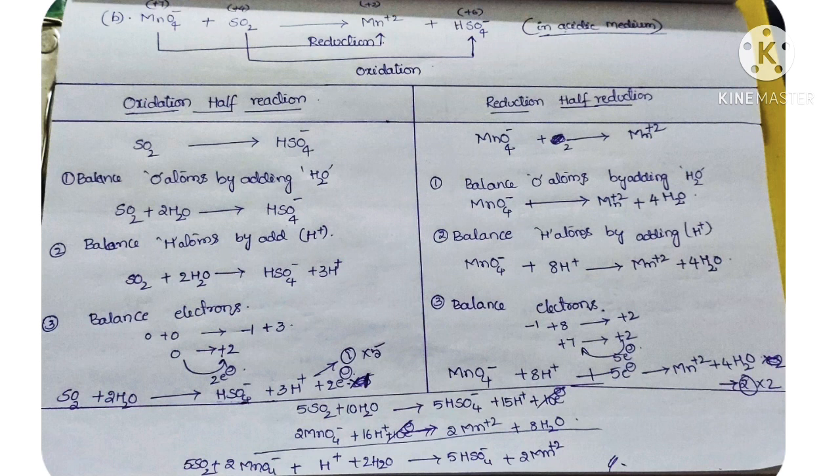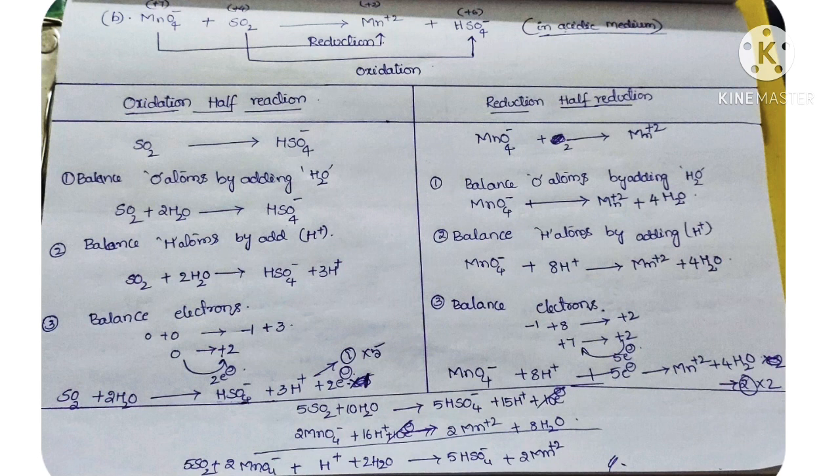The first step is to separate the oxidation and reduction reactions, identifying which is oxidation and which is reduction. In case 1, the oxidation reaction is SO2 to HSO4 minus, and in case 2, the reduction reaction is MnO4 minus to Mn plus 2. In step A, we balance all atoms except oxygen and hydrogen. The other atom here is sulfur. Balancing sulfur on the LHS and RHS, the sulfur atoms are already balanced.